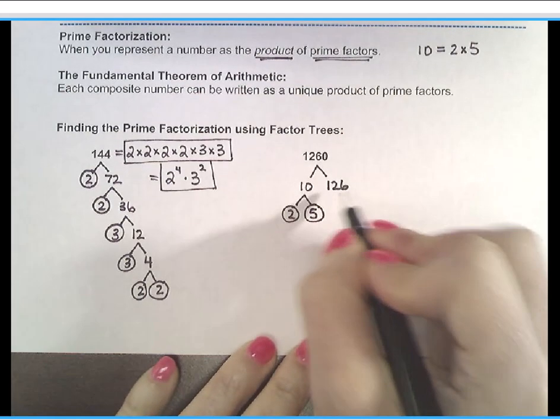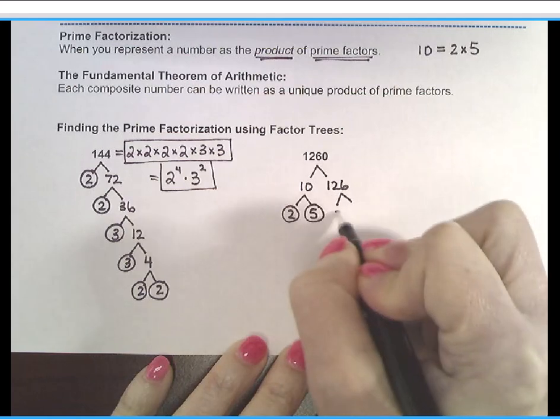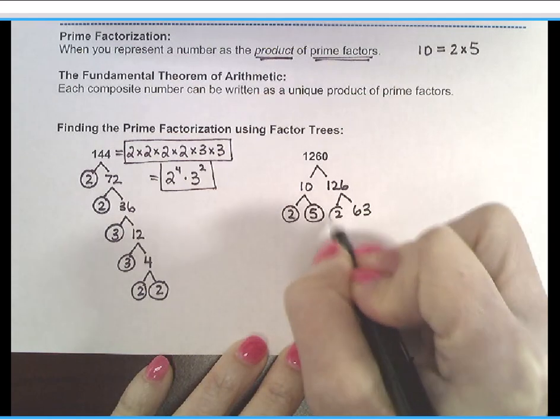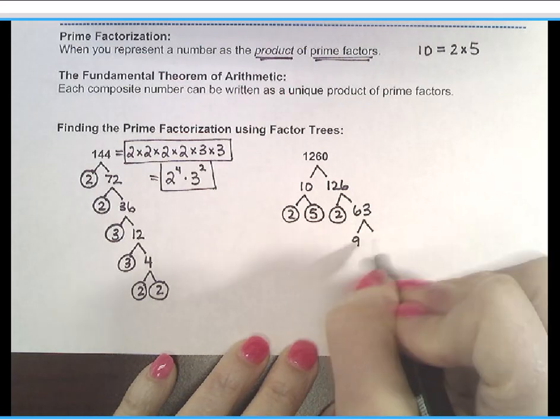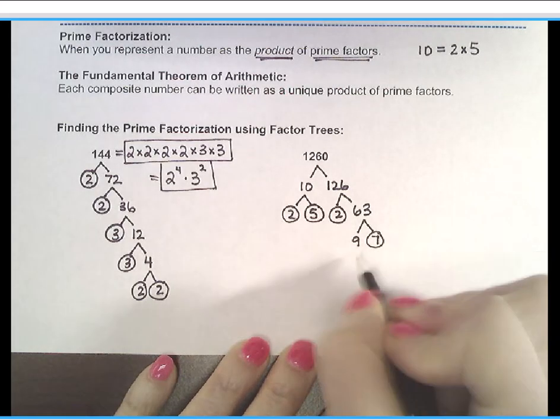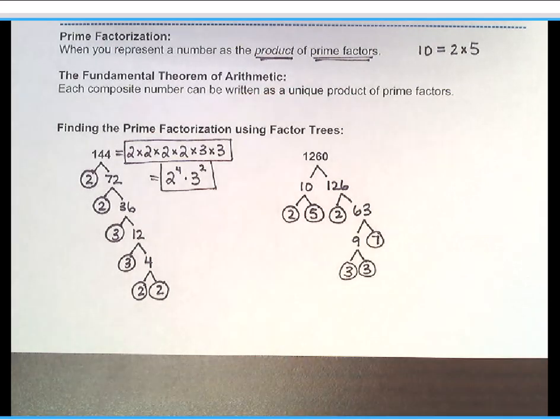Now 126 is even, so maybe I'll do 2 times 63. And then 63 is 9 times 7. And 9 is 3 times 3. So do you see that as I'm doing this, when I get to a prime number, I stop and circle it.